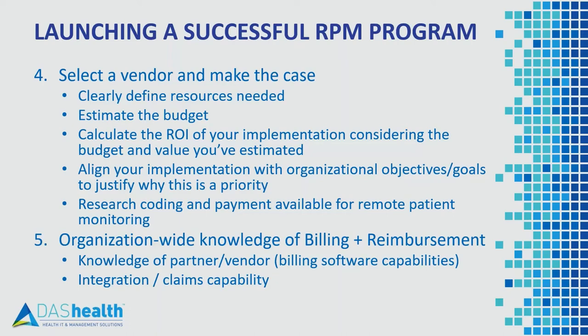The next step, again, once you've made your case, is going to be organization-wide knowledge of billing and reimbursement. So again, all those reimbursement specifics we just touched on, make sure your staff are aware of these billing codes as well as upper management so they know what to expect. And make sure, if your billing staff is available, your clinical staff is aware of these if they need to be, or at least be knowledgeable on what your partner or what your vendor is capable of and if they're taking that over completely and what to expect.